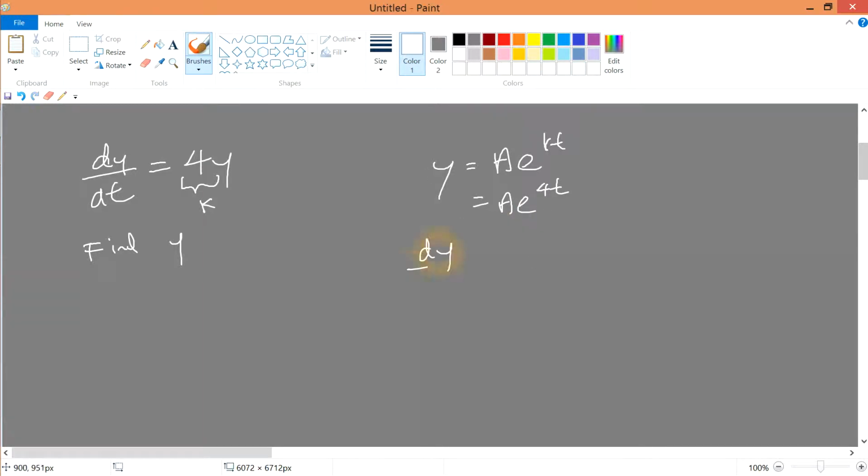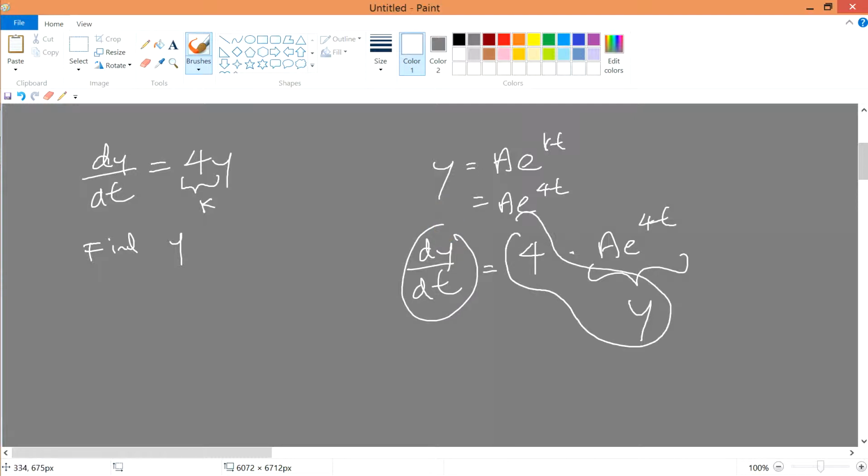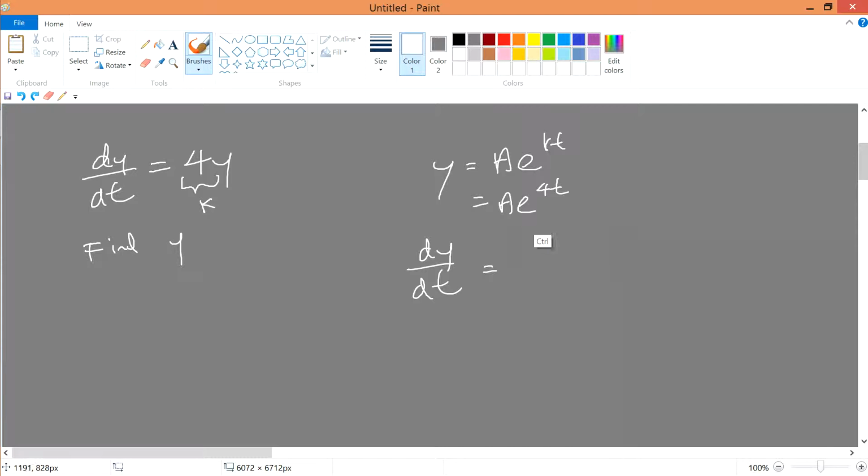If you wonder why, I'll just ask you to differentiate this term. Differentiating means dy/dt equals, if I differentiate, I take out the coefficient 4, so I have 4 times a e to the 4t in this case. And this is in fact y, so dy/dt equals 4y, which is the question. So the solution, as you can see, if I were to derive from here, is a e to the 4t.